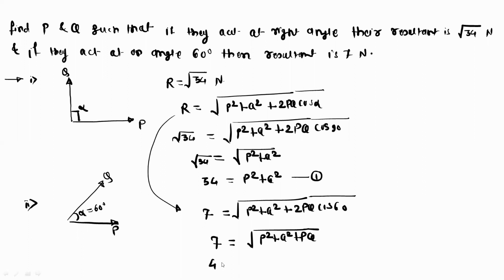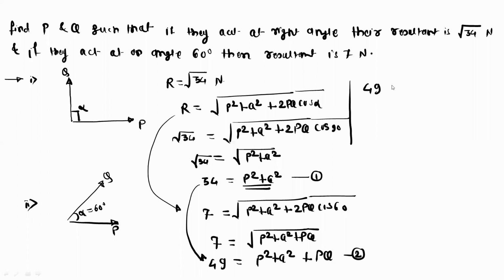So square both sides. We will get 49 equal to p square plus q square plus pq. We take this as equation 2. From equation 1, we have p square plus q square equal to 34, so we can put this value in this equation. We will get 49 equal to 34 plus pq. So pq is 49 minus 34, which is equal to 15.